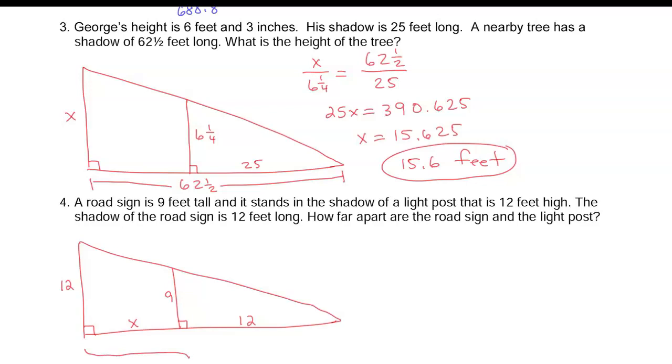So the distance of the bottom of the triangle is X plus 12. That's how we're going to set up our proportion. So height of the light post over height of the road sign, and then the bottom of the big triangle over the bottom of the little triangle. So there's your setup. I'm going to cross multiply this way first.